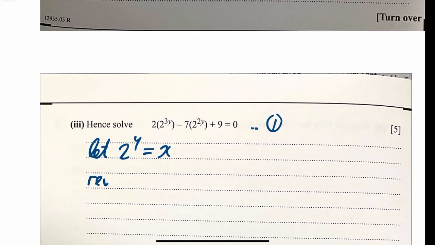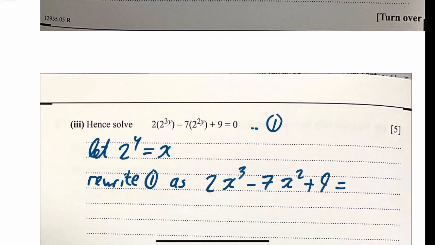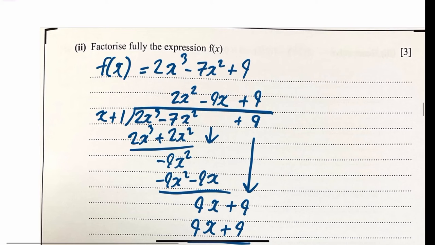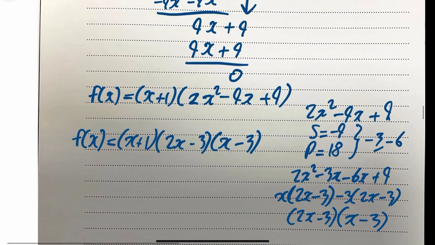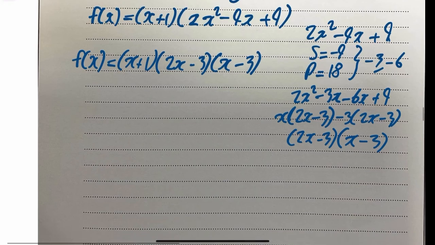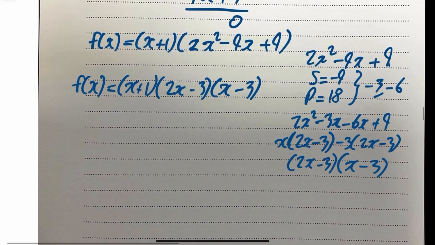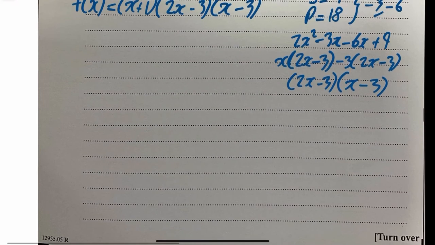Then rewrite equation 1 as 2 times x cubed minus 7x squared plus 9 is equal to 0, which is what we know our f of x is equal to. And more importantly, in part 2, we know how to factorize our f of x. So this could factorize to be x plus 1 upon something else. My memory's so bad I have to look back up and see what that was. x plus 1, 2x minus 3, x minus 3.